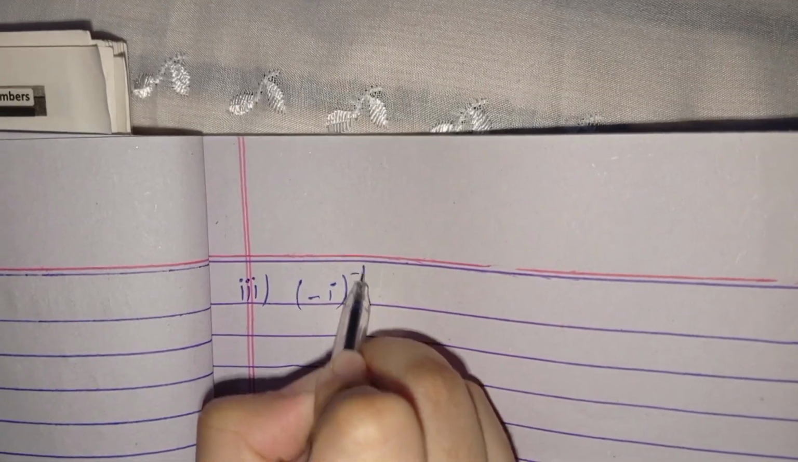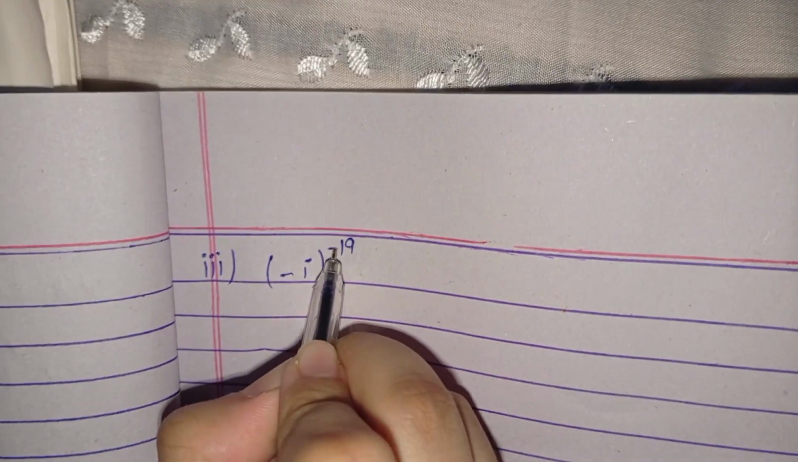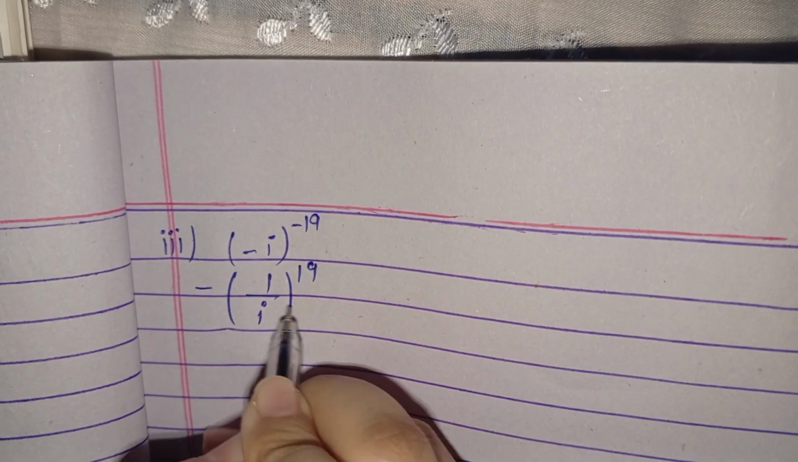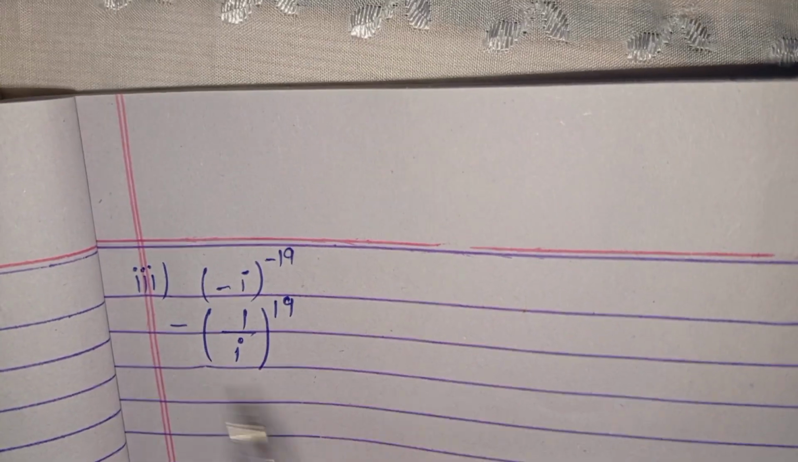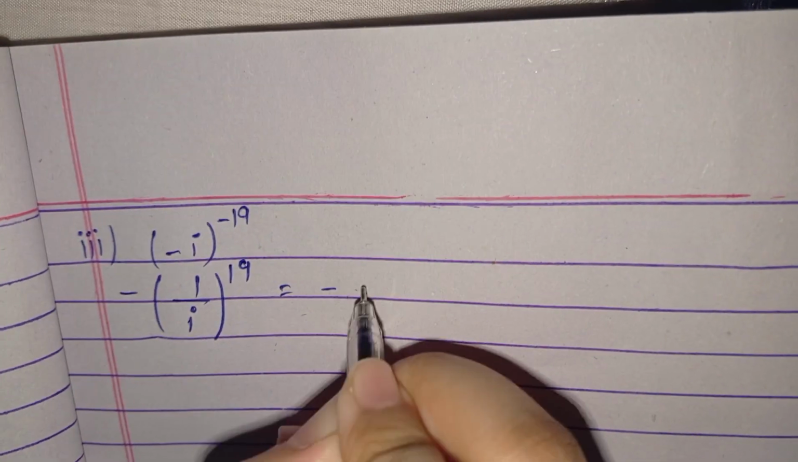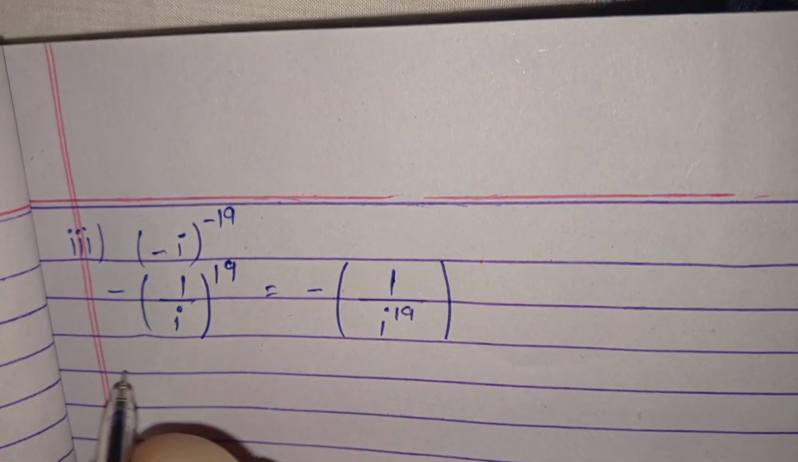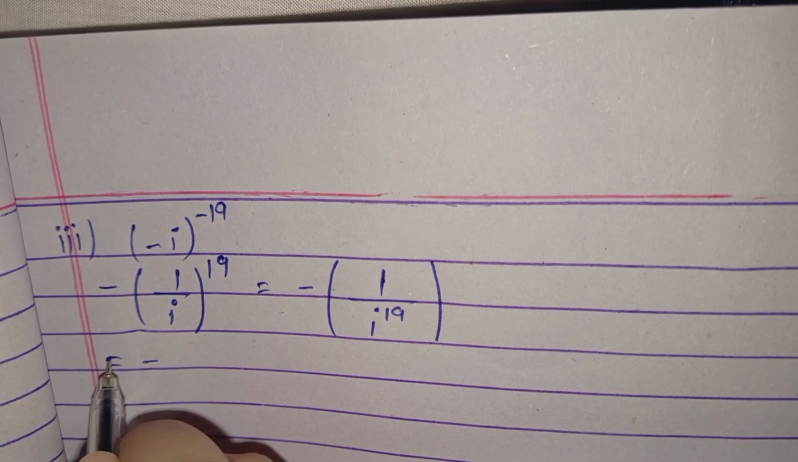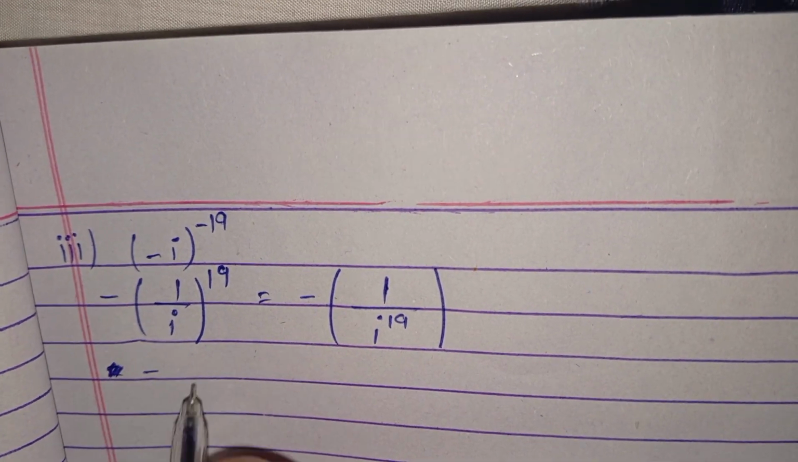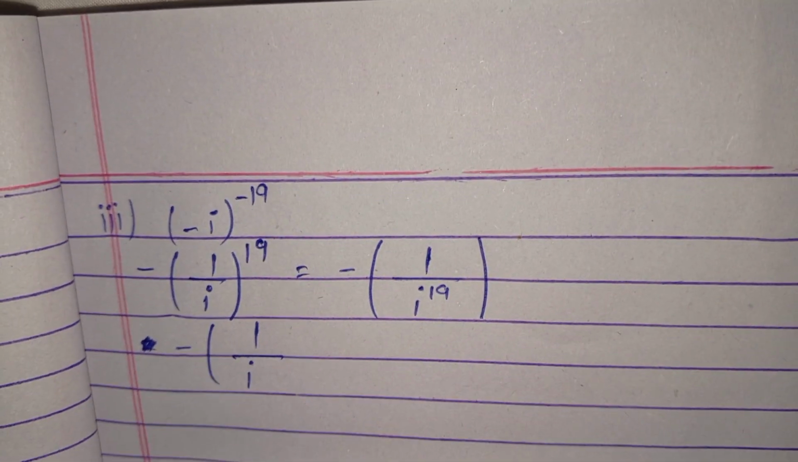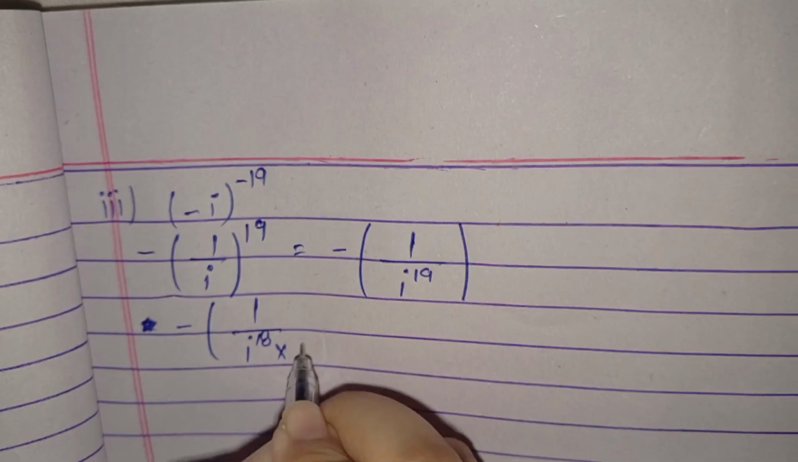Part 3. Minus iota raised to power -19. When we have a negative in the power, we will take its reciprocal: minus, bracket, 1 over iota power 19. When we take the reciprocal, our power will become positive. Now minus will come outside the bracket, 1 over iota power 19, bracket closed. Minus 1 over, now we have to divide it to make a multiple of 2: iota power 18 cross iota.